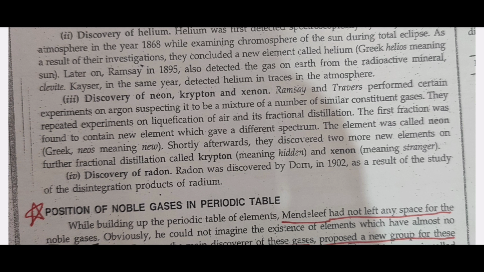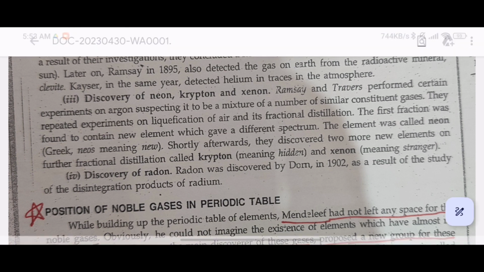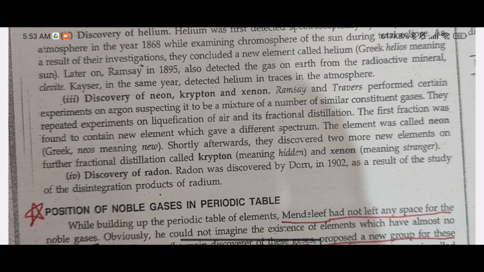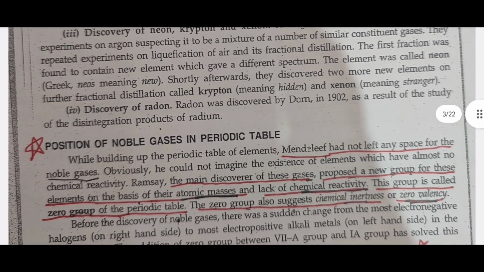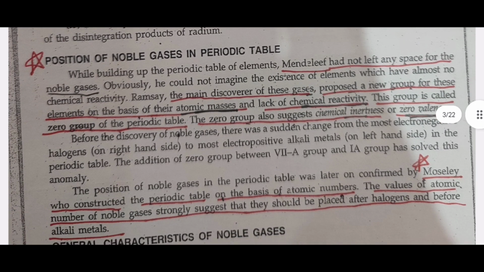Discovery of neon, krypton and xenon. As Ramsay and Travers performed certain experiments on argon, suspecting it to be a mixture of a number of similar constituent gases, they repeated experiments on liquefaction of air and its fractional distillation. The first fraction was found to contain a new element which gave a different spectrum. The element was called neon. Shortly afterward, they discovered two more new elements by further fractional distillation, called krypton, meaning hidden, and xenon, meaning stranger.